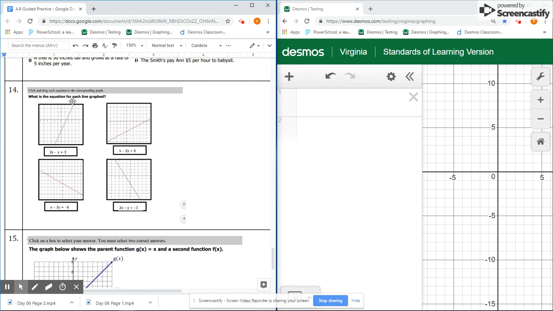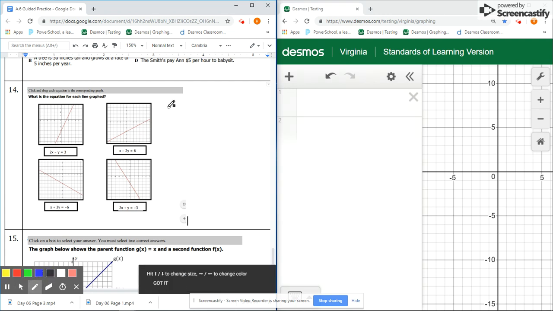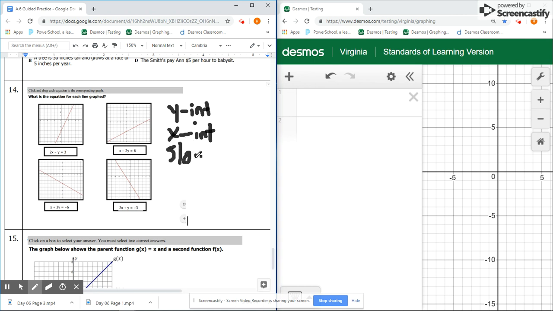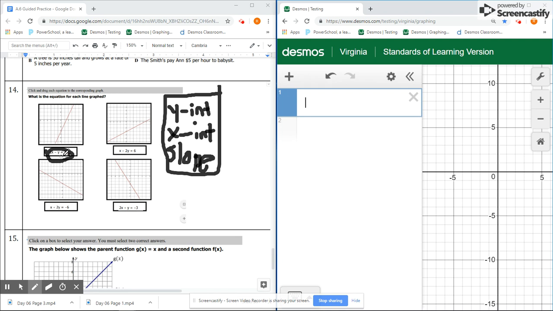Number 14, what is the equation for the line graph? So these 4 equations would be off here to the right, and then you'd have to click and drag them over. It already gave you the answer. So what I'm going to ask you to do instead is take each of these. You could type it in if you want to, and go ahead and find the y-intercept, the x-intercept, and the slope for each of these 4 graphs. Okay, so again, you could type this into Desmos if you want, and then find the y-intercept, the x-intercept, and the slope for all 4 graphs.